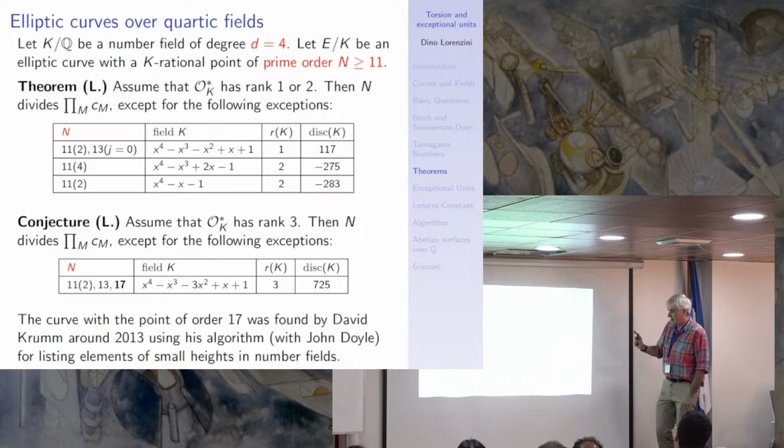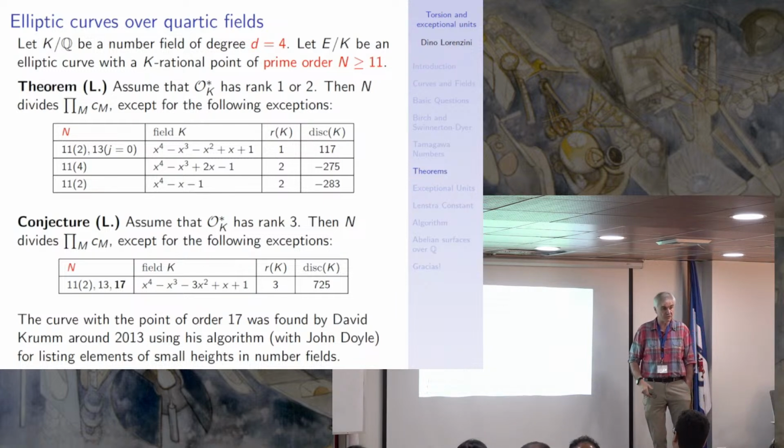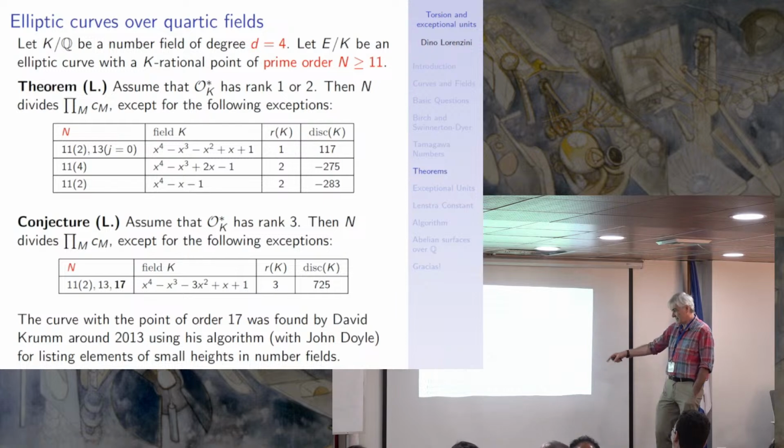Okay. This curve here with the 17 was found around 2013 by David Krumm. He had an algorithm to list points of low height, and he succeeded to search and find one. I must say that the fact that he found that kind of convinced me that it was time for me to actually make computations, that it was useful, that we were ready. We could work in number fields of high degree. 4 is not that high, but you can try higher.